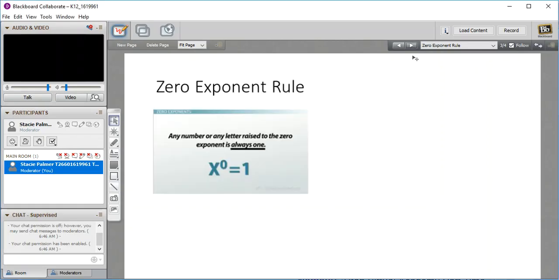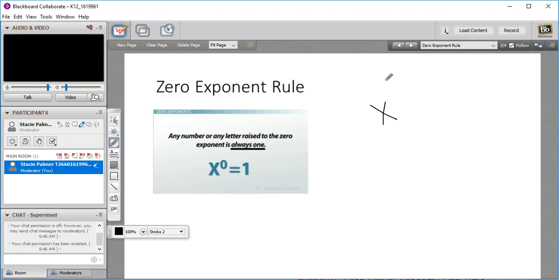Okay, so remember I told you that I was going to teach you one more rule or one more property. That property is this: it's the zero exponent rule, and I guess it's more of a rule than a property. This rule says any number or any letter raised to the zero exponent is always 1. And let me show you why that is.